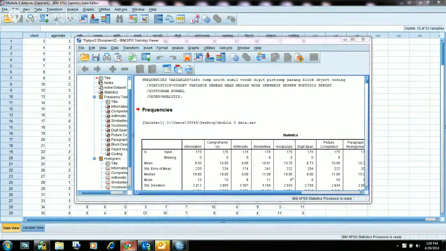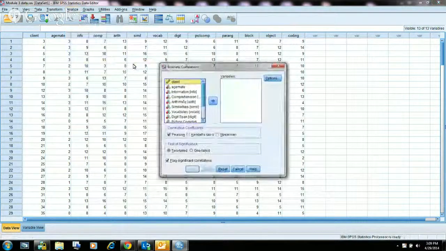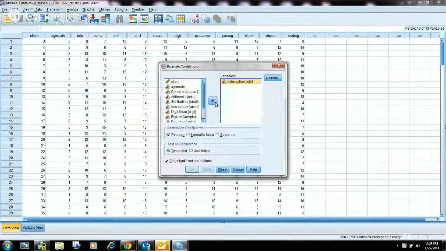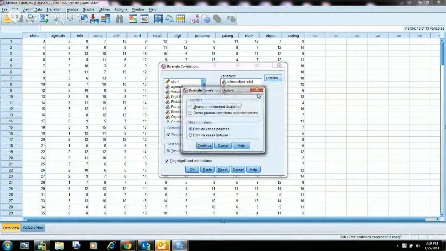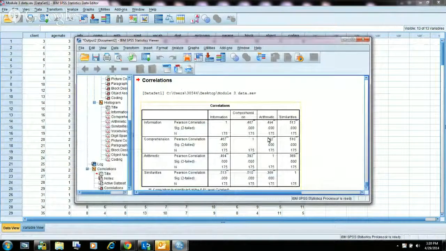So next I'm going to do correlations. Look at the relationships between the scores and the various subtests. So I'm going to go to Correlate, Bivariate. I'm only going to look at the first four, so information, comprehension, arithmetic, and similarities. Looks good. I'm going to do Pearson's R test. And this correlation matrix gives us the various relationships between these four subtests.